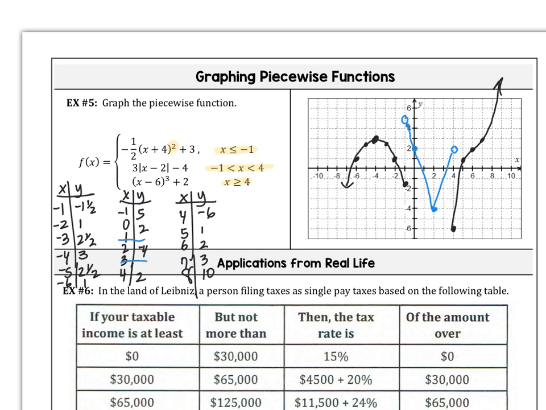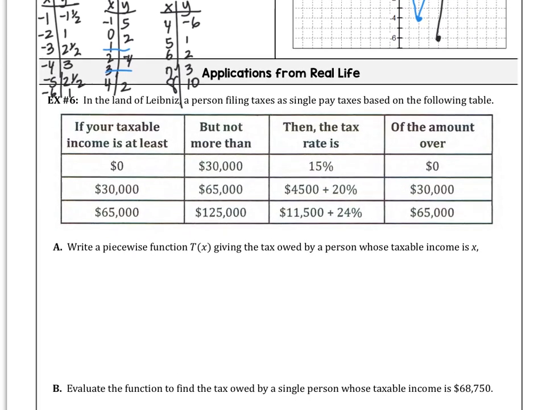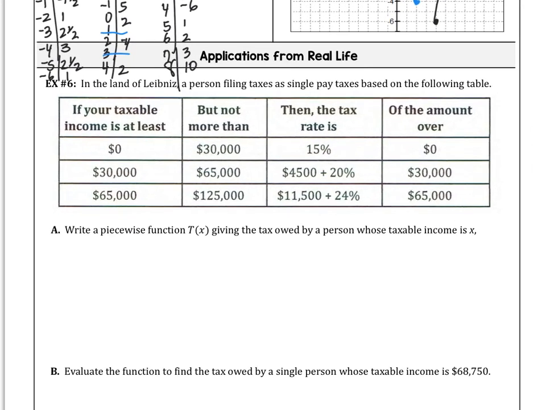properly. Okay, so the next one is a word problem, applications from your life. You probably heard your parents talking about paying taxes, but if your taxable income is at least $0, but not more than $30,000, then the tax rate for you would be 15% of any amount over a certain amount. If you have $30,000, but not more than 65, then you're paying $4,500 plus 20% of the amount over $30,000, and so forth.